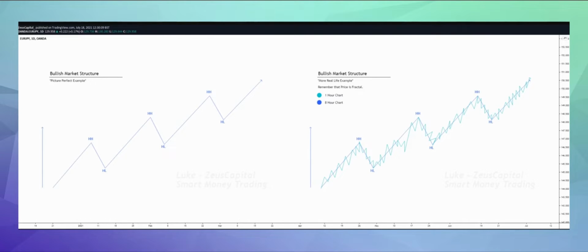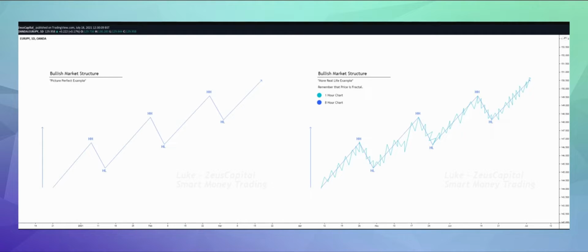Now moving on to market structure. It's important to us because it's going to give us the overall direction of the market and the overall general narrative that we're going to need in order to build the high probability trading setups. Now notice how I say high probability trading setups. I'll come on to that later on.